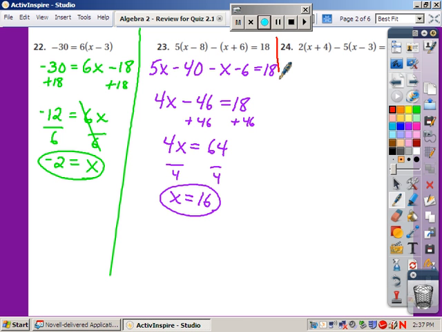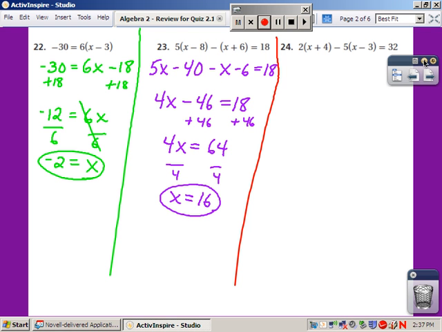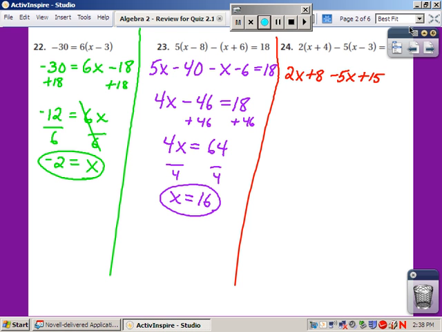Let's look at number 24, which is supposed to be kind of the hardest one. So really, it isn't much different than the others. In fact, I think it might be a little bit easier, except that your final answer is maybe a little tricky to get. So let's distribute here. We're going to get 2x plus 8. And distribute here. The negative 5 gives me negative 5x. And negative 5 times negative 3 is positive 15. All equals 32.